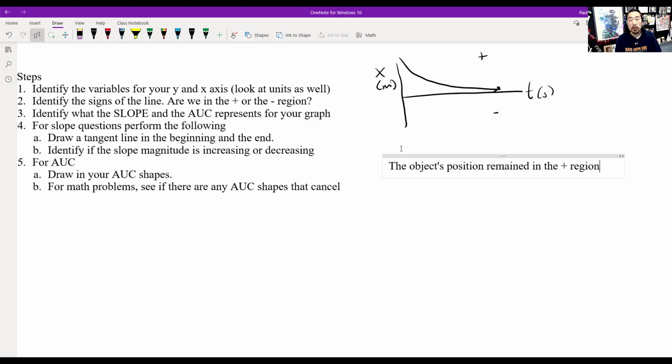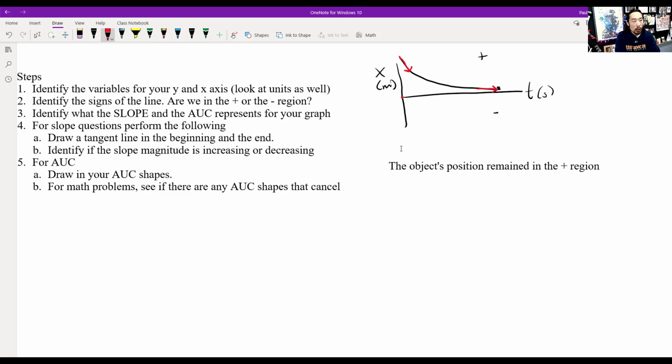Okay, so I'm going to go straight to step 4. Now what we're going to do is draw tangent lines at the very beginning of the journey and at the very end. So the very beginning would be right around where time is equal to 0. So I'm going to draw a tangent line right there. Okay, and then I'm going to draw a slope right over here.